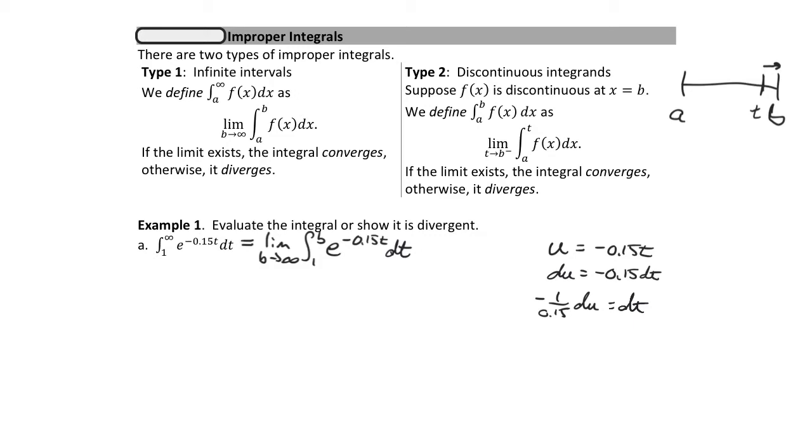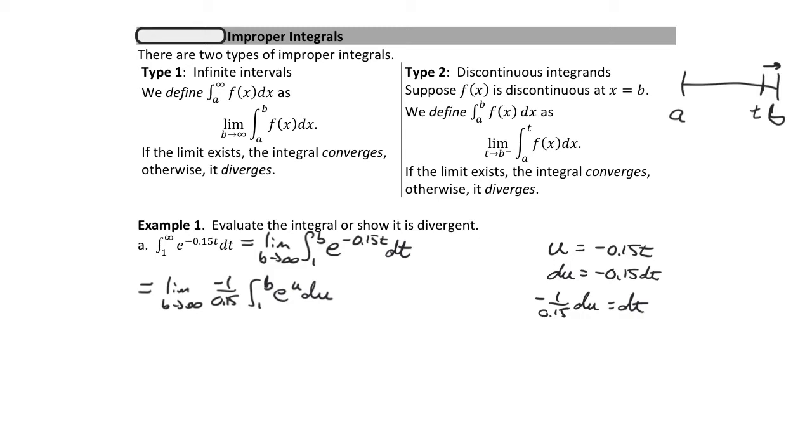So we go ahead and do this. We say that's equal to the limit as b goes to infinity. We'll pull the negative 1 over 0.15 out in the front. And then our integral is going to go from 1 to b, e to the u du. Now sometimes we like to change those limits of integration, and you're more than welcome to do that. When I'm doing improper integrals, I feel a little better about doing the substitution and then resubstituting afterwards.